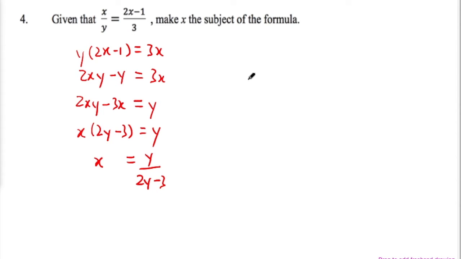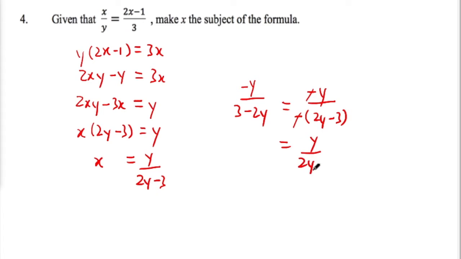If you get your answer as y over or negative y over 3 minus 2y, there will be too many negatives. To take care of this, you need to take out the sign in the denominator so that you can reverse the term to 2y minus 3 and thereby cancel out the negative sign, giving us the same answer, y over 2y minus 3.